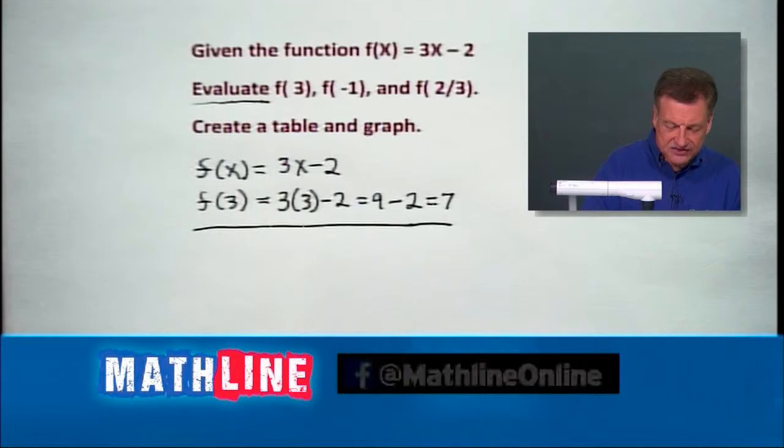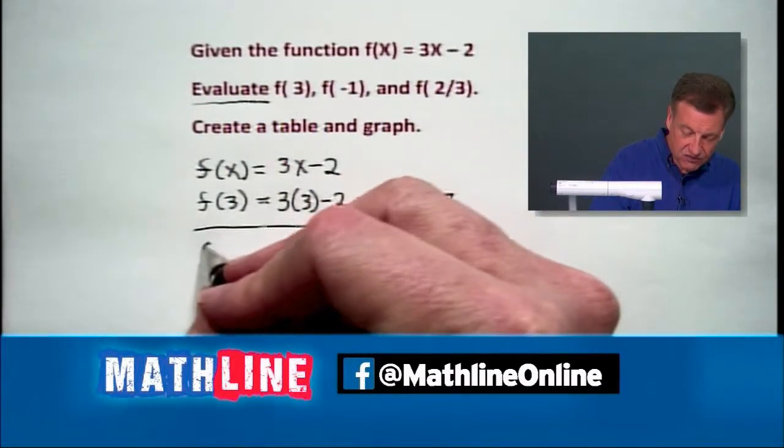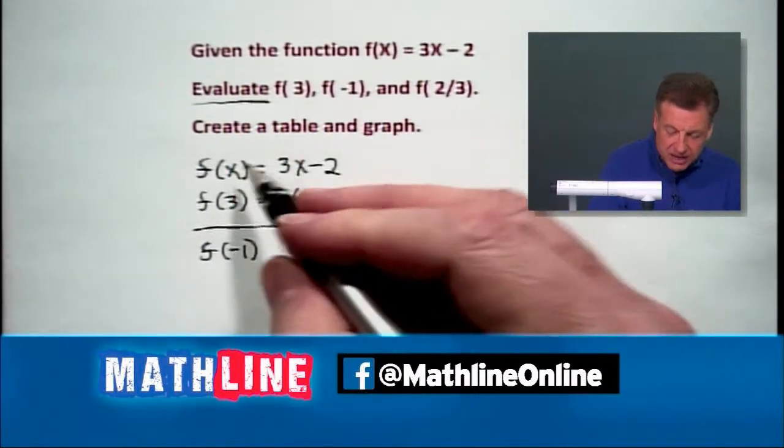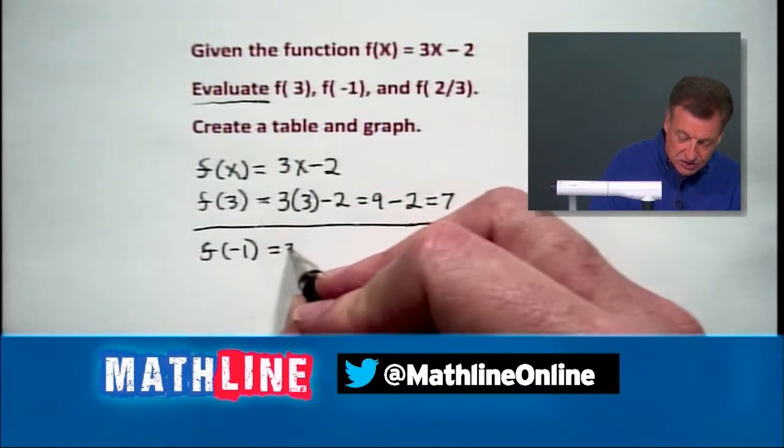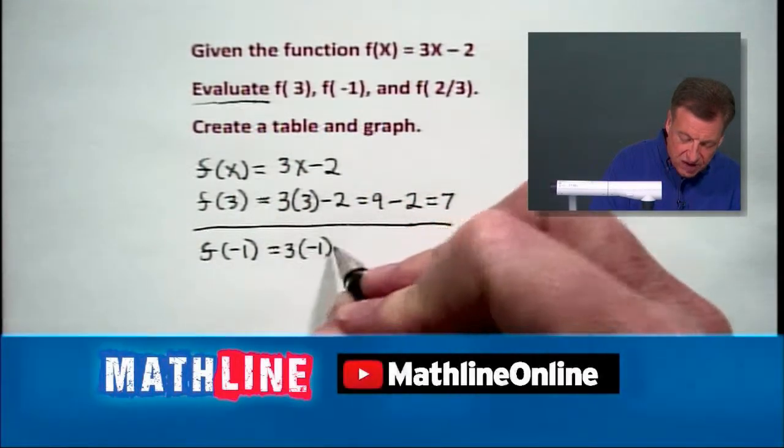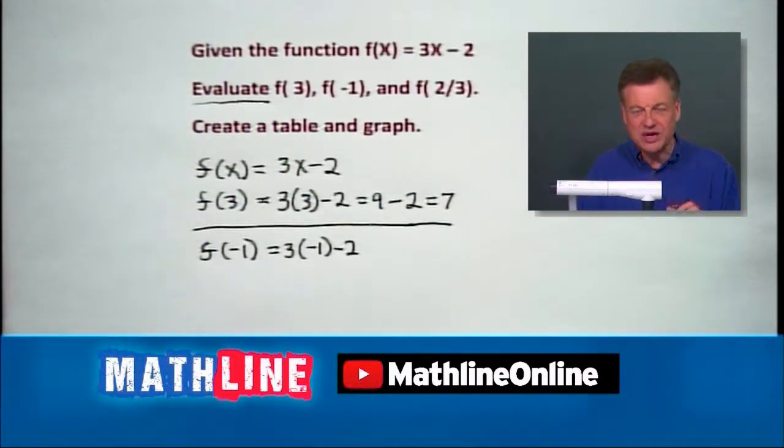Now, taking the next link here, how about it? F of -1. So we're going to replace x. Everywhere we see x, we're going to put a -1 in there this time. So we're going to take 3 times -1, and we're going to subtract 2.